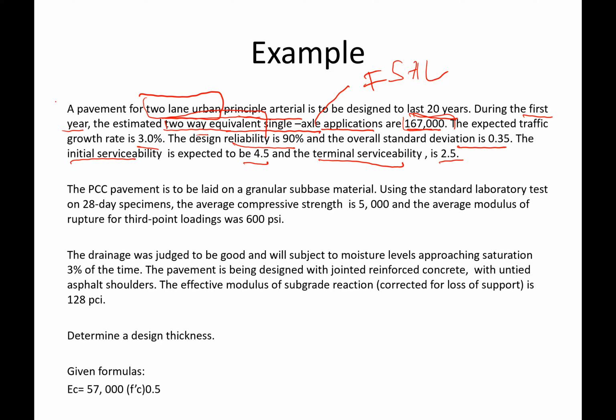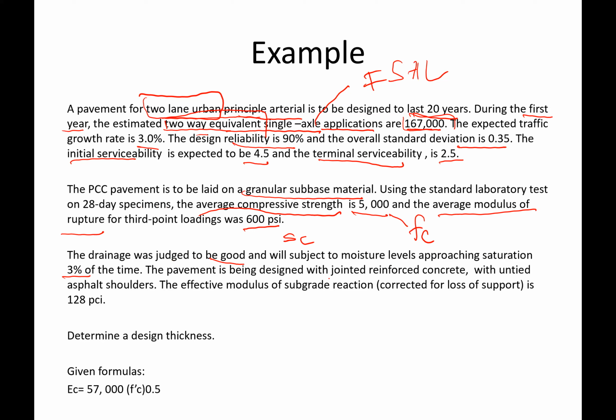Okay, then what else did the question give you? Given here, the concrete pavement is to be laid on a granular subbase. Using the standard laboratory test at 28 days, the compressive strength is 5,000 psi. So this is the FC, the average compressive strength. And the average modulus of rupture, 600,000. So this is the modulus of rupture, SC. All right. The drainage was judged to be good and will be subject to moisture level approaching saturation 3%.